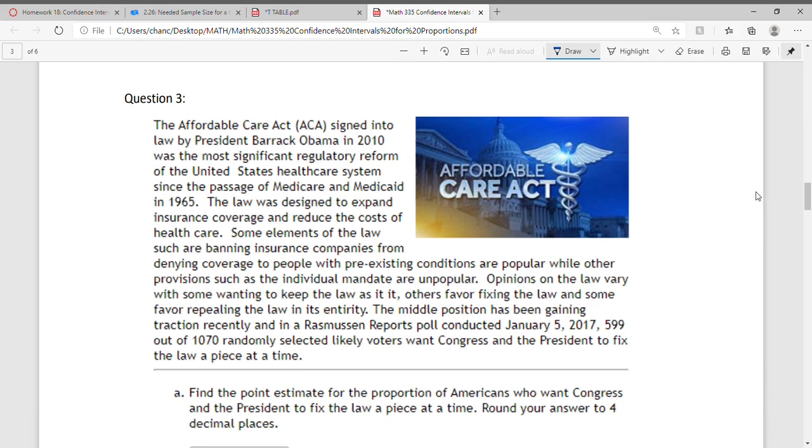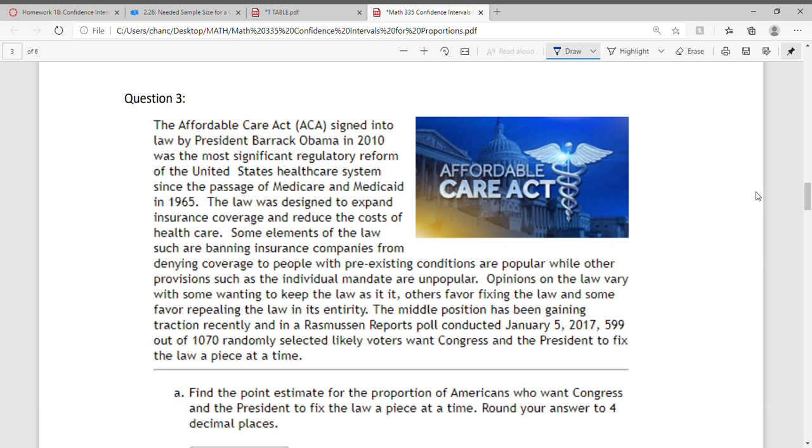Question 3. The Affordable Care Act, signed into law by President Barack Obama in 2010, was the most significant regulatory reform of the United States healthcare system since the passage of Medicare and Medicaid in 1965. The law was designed to expand insurance coverage and reduce the cost of health care. Some elements of the law, such as banning insurance companies from denying coverage to people with pre-existing conditions, are popular, while other provisions, such as the individual mandate, are unpopular. Opinions on the law vary, with some wanting to keep the law as it is, others favoring fixing the law, and some favor repealing the law in its entirety.